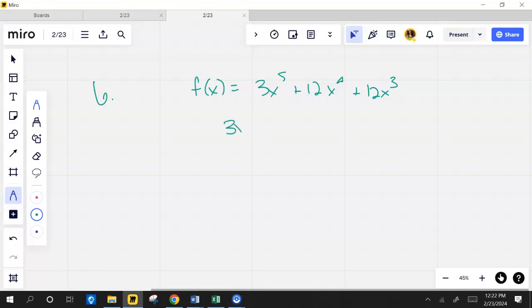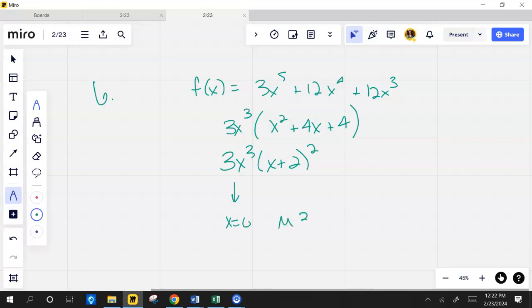So I take out a 3x cubed, it leaves me with x squared plus 4x plus 4. And then I factor this, I get 3x cubed times (x plus 2) squared. So there it is, fully factored, and now I can find the zeros with the multiplicity. So x equals 0, that has a multiplicity of 3, and that goes through.